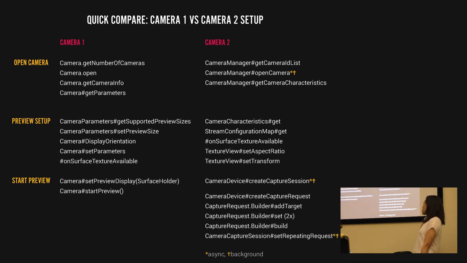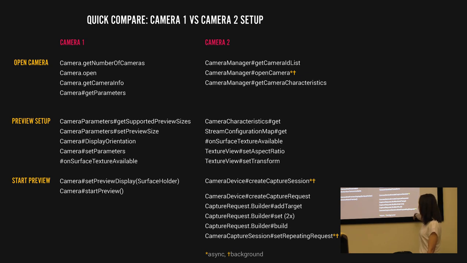And then you actually have to take all that and wrap it up into a request. Then, instead of just saying start preview, because you're asking for a continuous request of the image data, you have to say set repeating request. So you have to know that you're not just asking for a single stream of data, you're asking for a continuous stream of data.